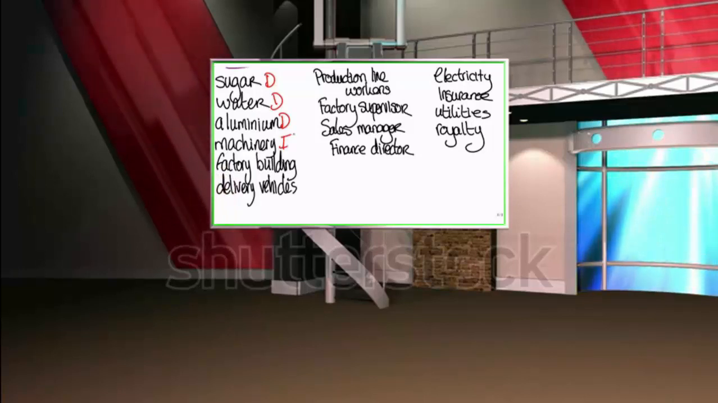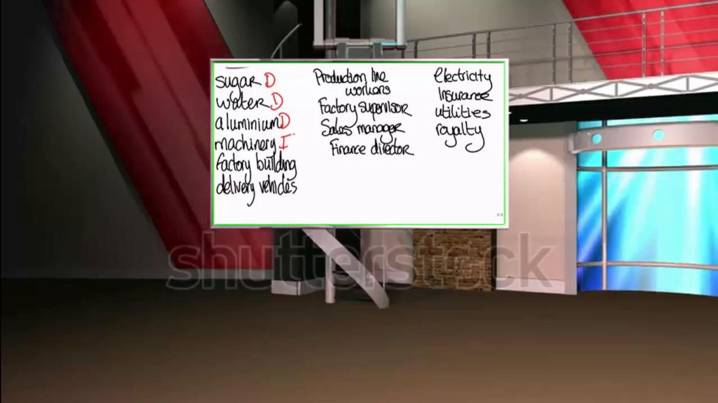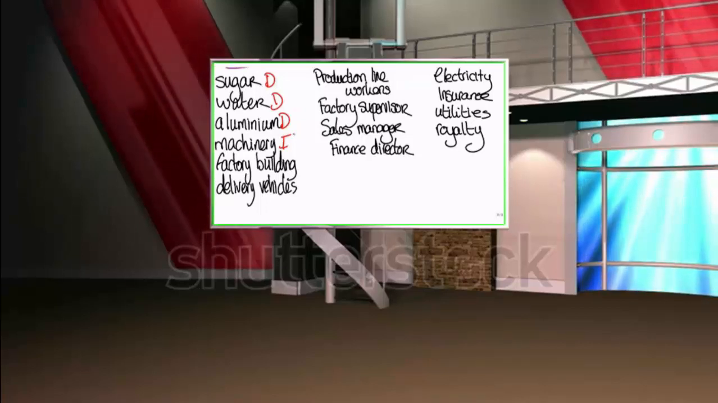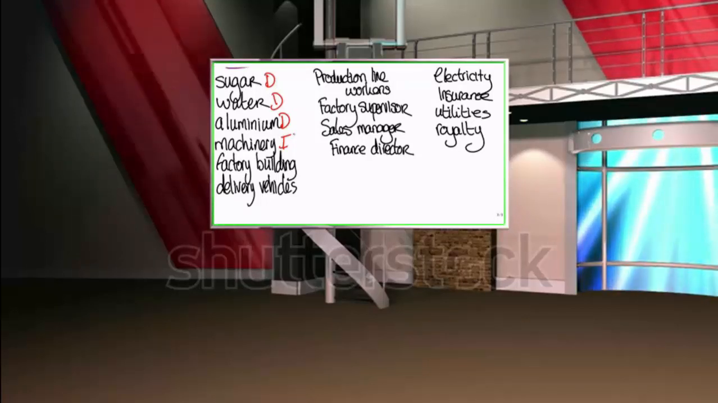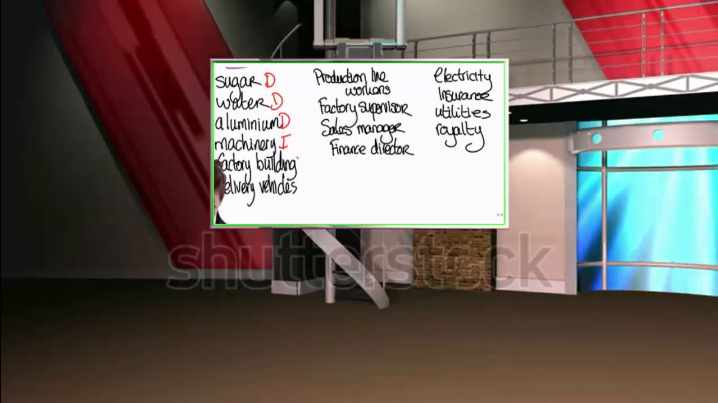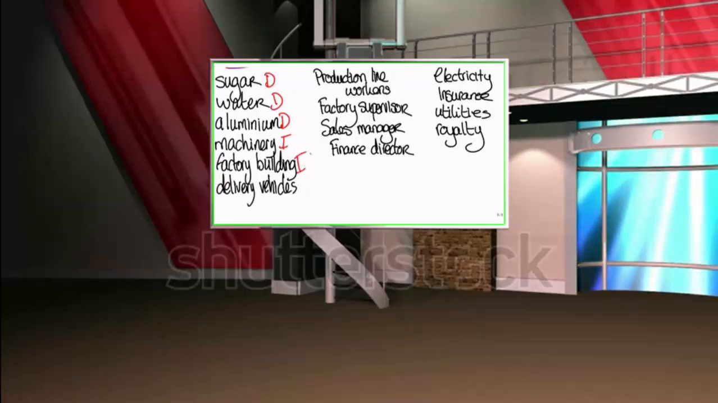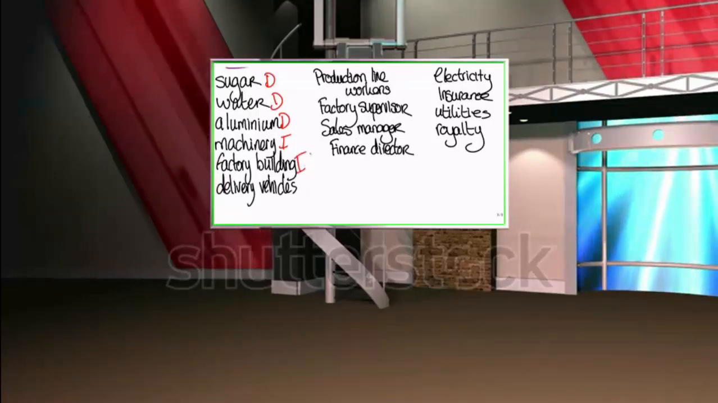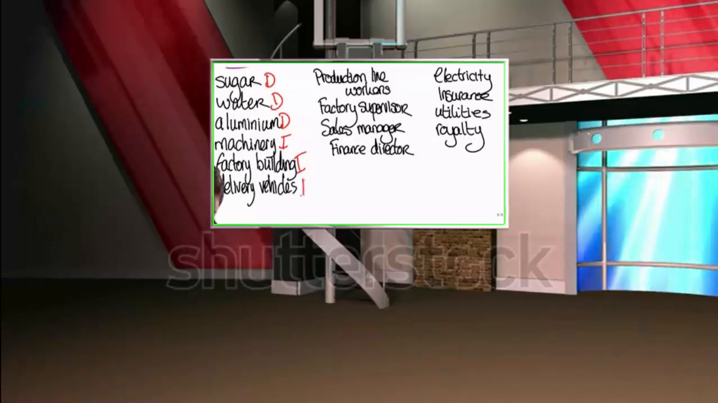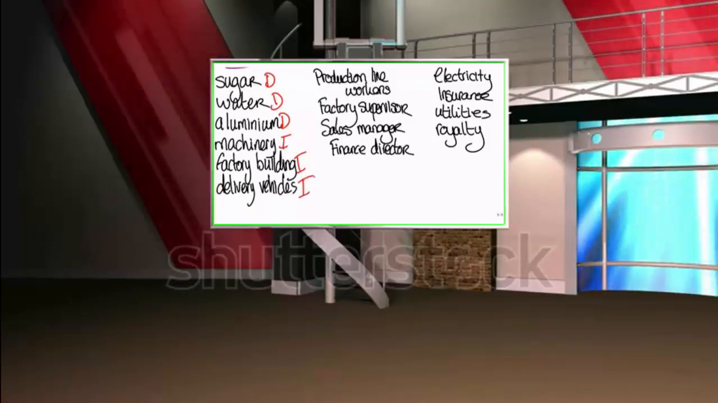Likewise for our factory building. If we take out a mortgage or buy a factory building, what is the cost per can of cola? We cannot link that easily to the production of 1 unit. Delivery vehicles would also be indirect.